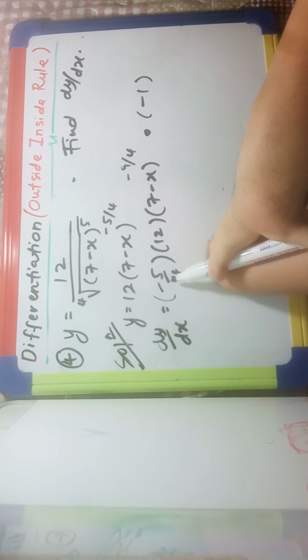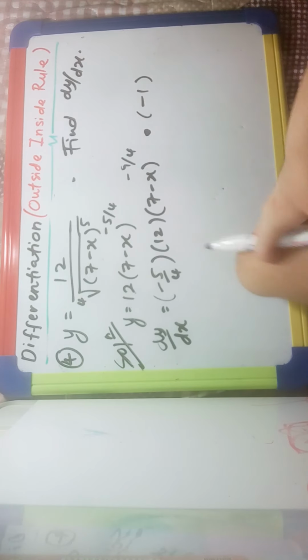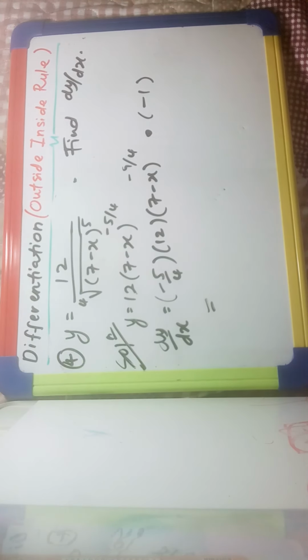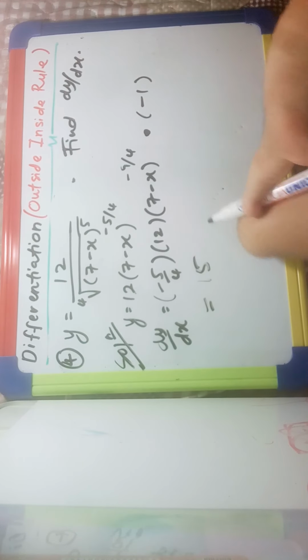So negative and negative, we will get positive. So this is going to be 12 multiplied by negative 5 over 4 multiplied by negative 1. So it's going to be 12 times 5, 60 over 4, 15. So you will get positive 15.